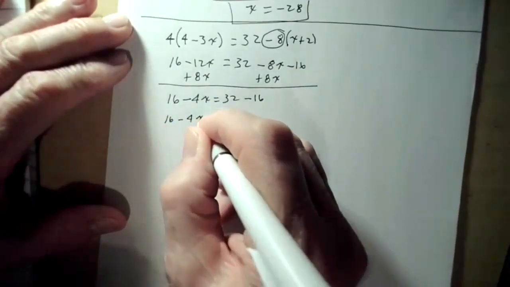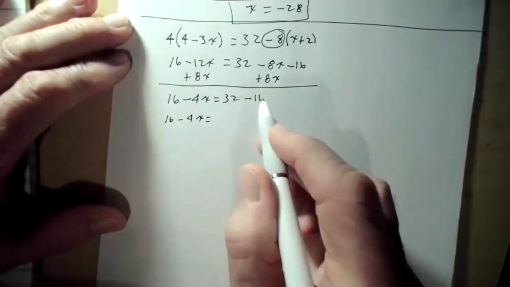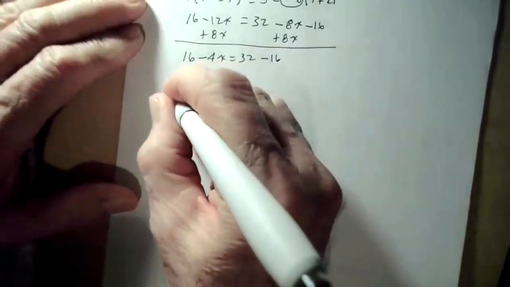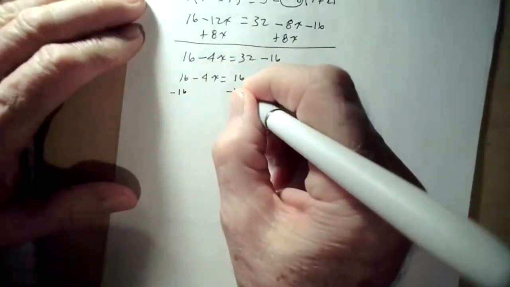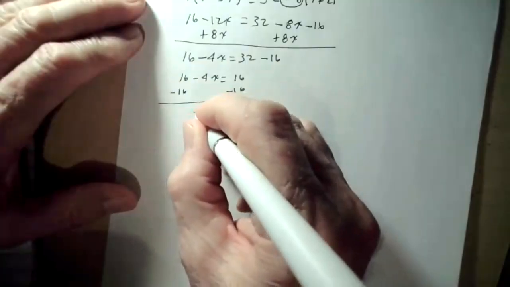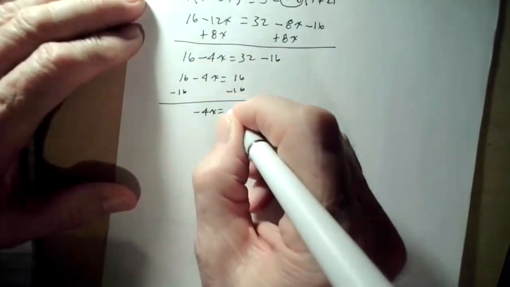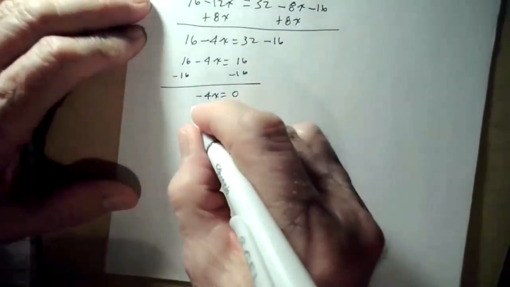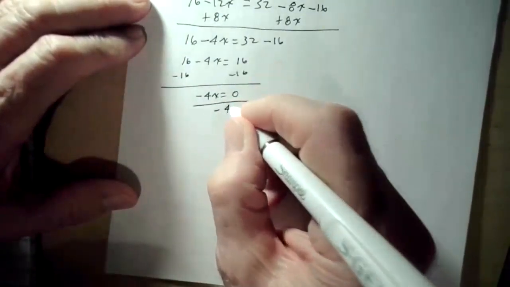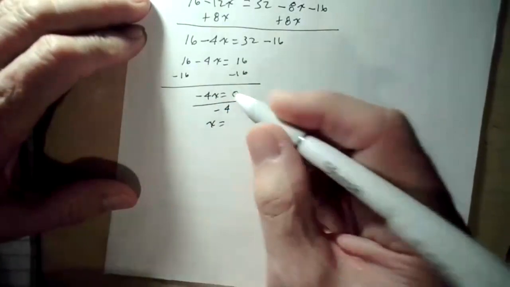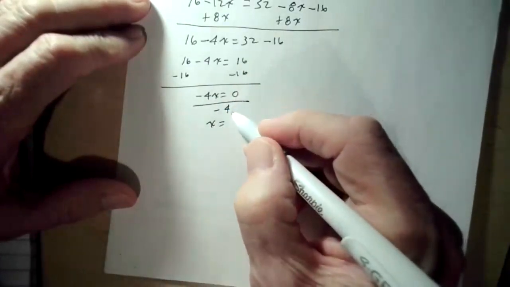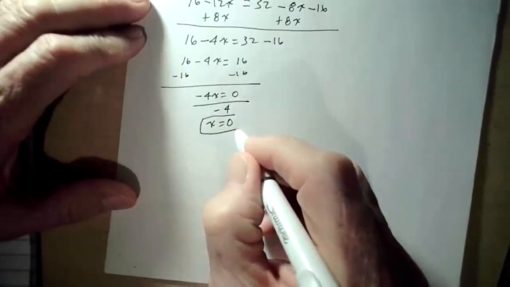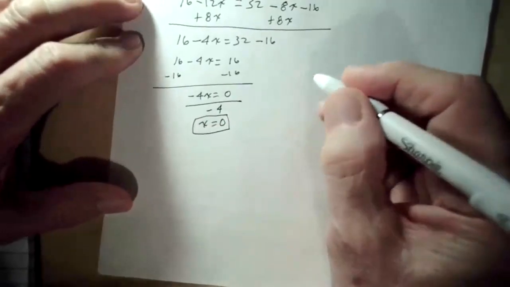Now we can combine like terms here. 16 minus 4x equals 32 minus 16, which is 16. Now we subtract 16 from each side. Negative 4x equals 0. Can we have that? Yes. Divide everything by negative 4. X equals 0 divided by negative 4, which is 0.